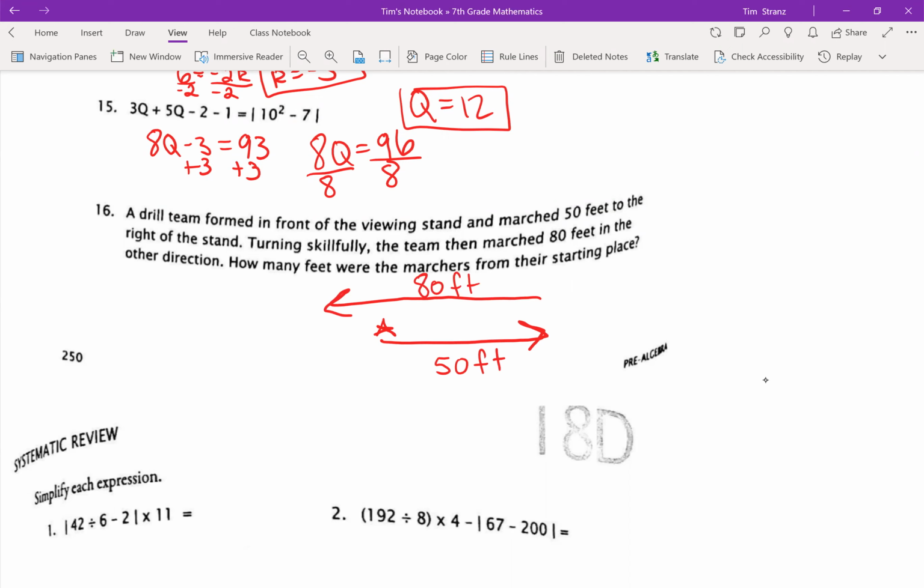Okay, so think of it as a number line, right? If this was 0, they went 50, which is a positive 50. And then they backtrack, or they subtracted 80, which means they are negative 30 feet from their starting space.